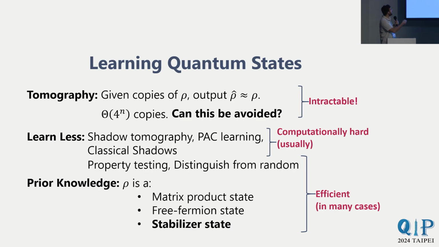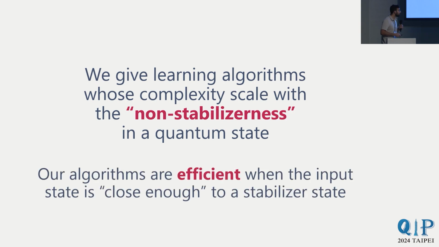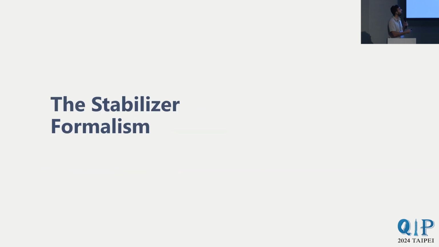What we do in this work kind of fits into this picture. We assume that our input state has some structure, and we're able to give learning algorithms in a bunch of different learning models. In particular, we give learning algorithms whose complexity scales with the non-stabilizerness in the input state. And these algorithms are time efficient when the input state is close enough to a stabilizer state. What I want to do next is make these statements more precise. I want to explain what I mean by non-stabilizerness, and what I mean by close enough to a stabilizer state. In order to do that, I need to review some aspects of the stabilizer formalism.